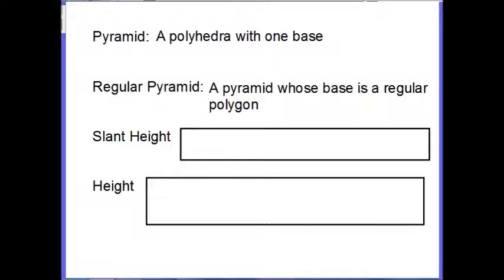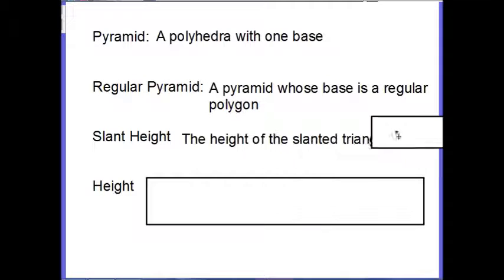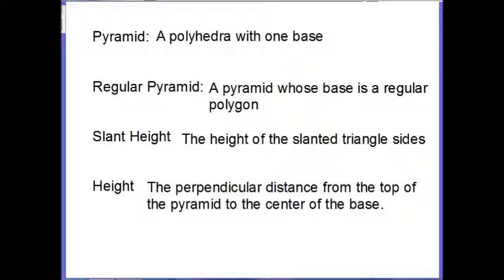Now, some important ones. The slant height. The slant height is going to be the height of the slanted triangle sides, whereas the height of the pyramid itself is the perpendicular distance from the top of the pyramid to the center of the base.